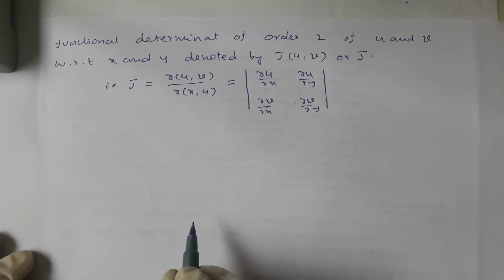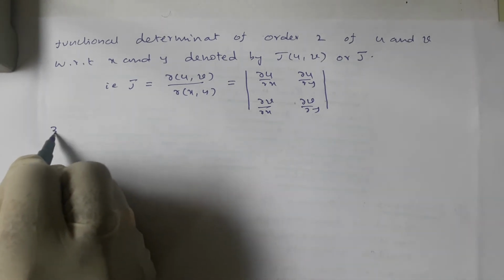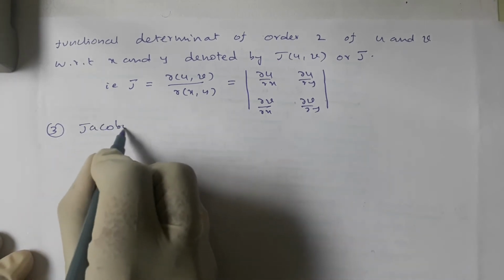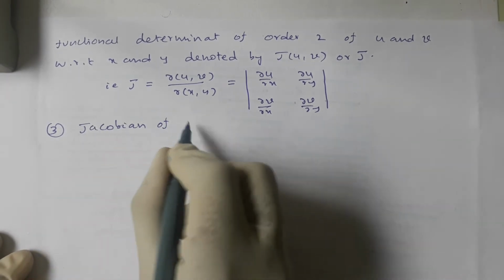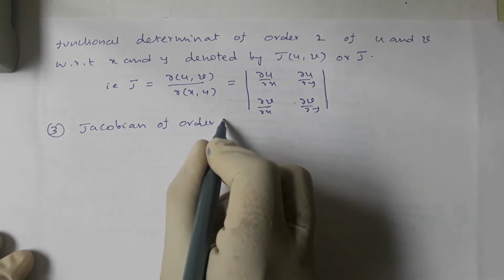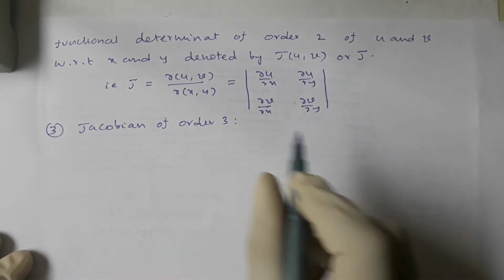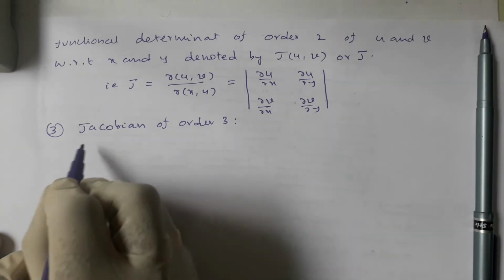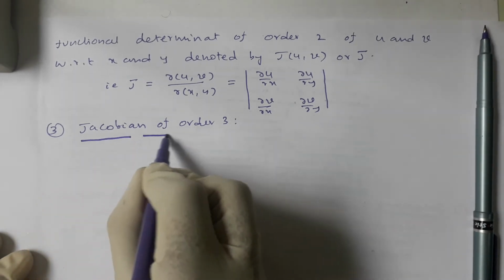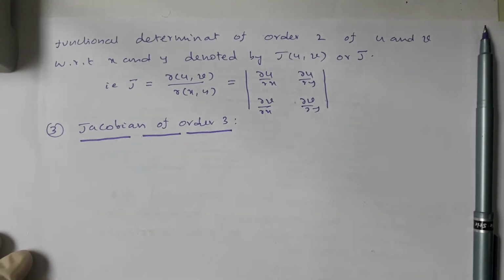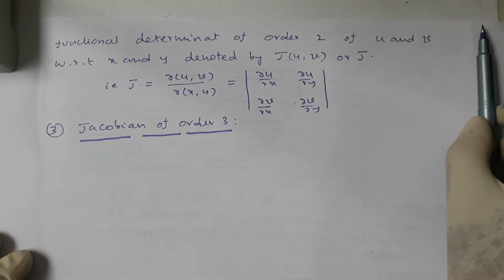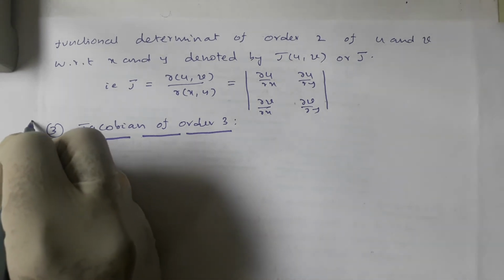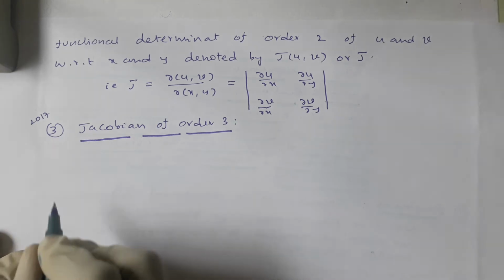So similarly, the third point, Jacobian of order 3. Jacobian of order 3. Actually, this was the question in 2017 for 2 marks. It's 2017 question for 2 marks.